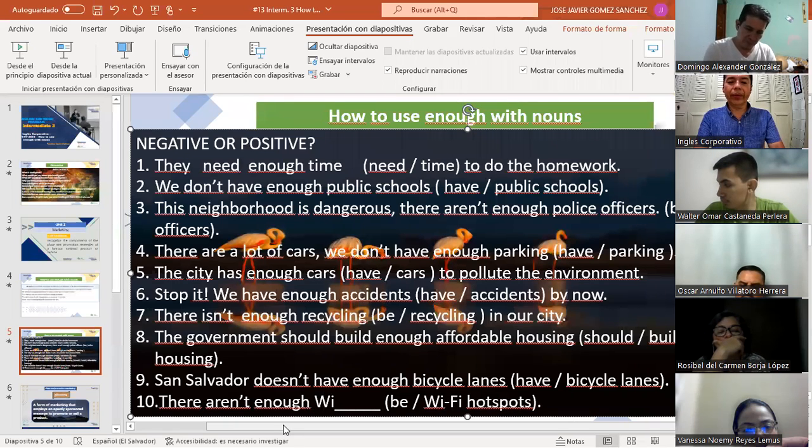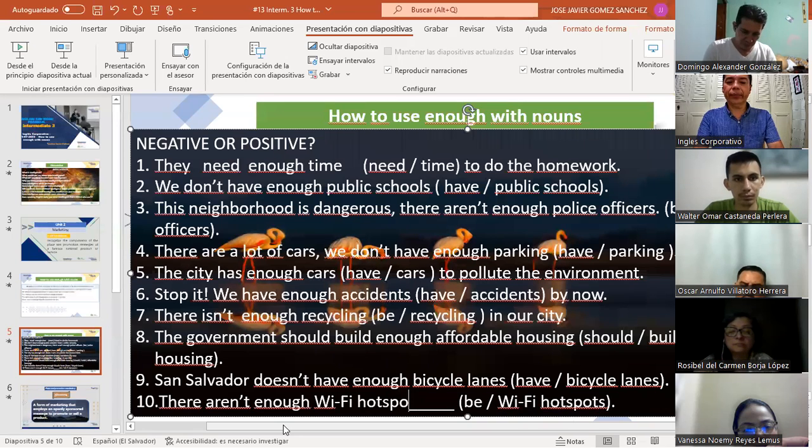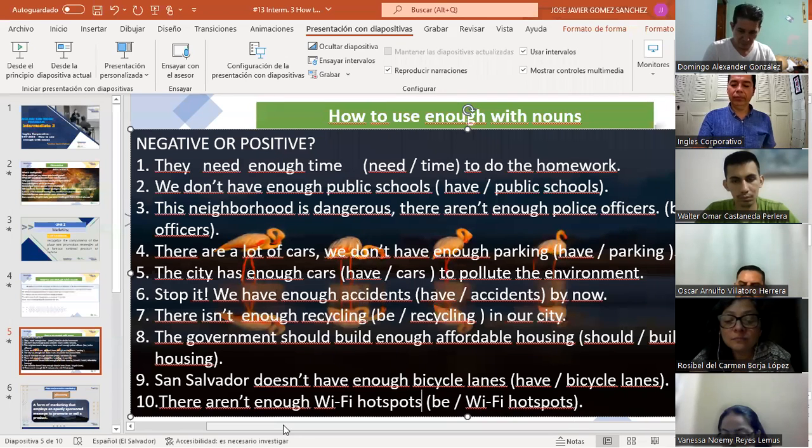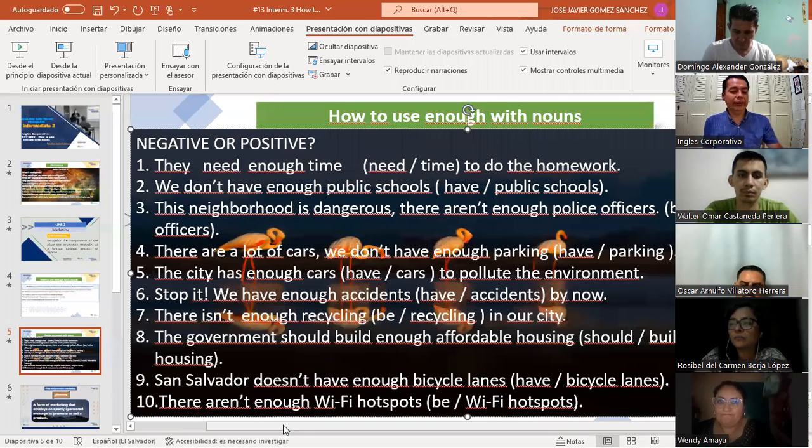Mm-hmm. Why? Why hotspots, right? O punto de. What would be the translation? ¿Cuál sería la traducción de hotspot? Let me see. Translation is como punto de distribución, right? The Wi-Fi. Yes. Okay. Good. Any question? Any questions so far?